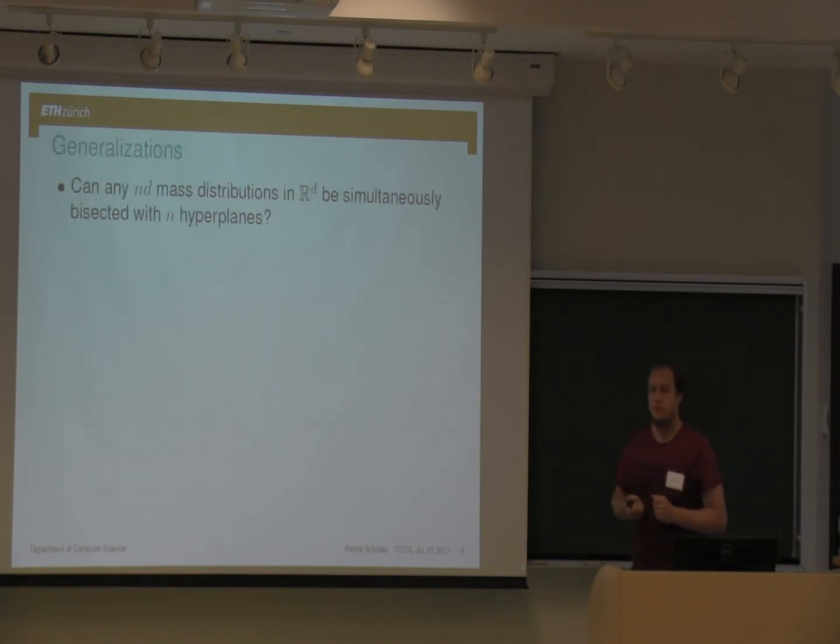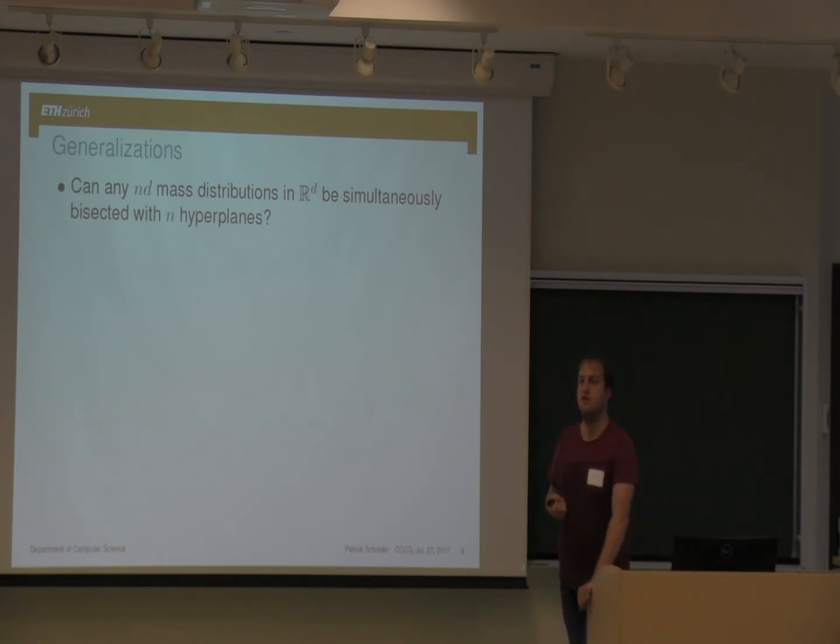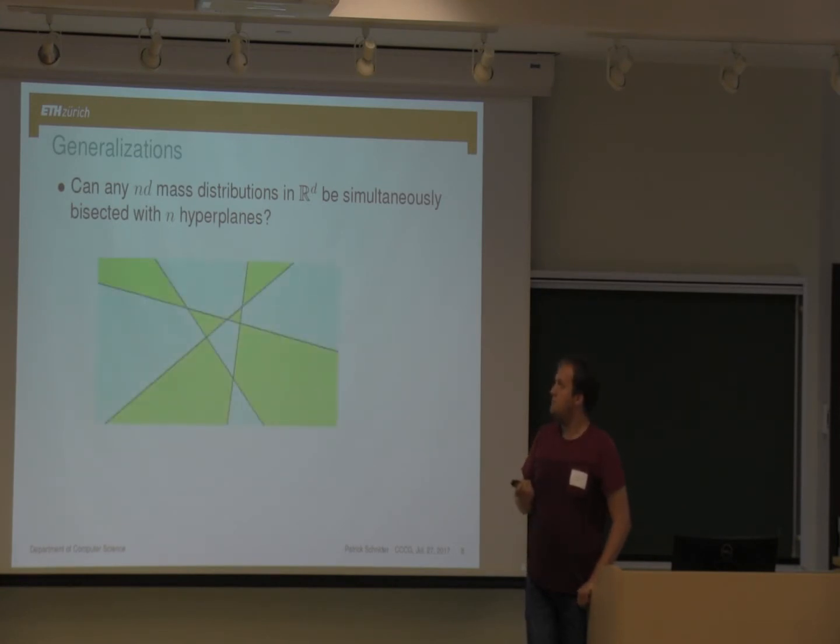Good. So what would be a generalization of that to higher dimensions? Now, if we consider n times d mass distributions in d dimensions, the question is, can we bisect them using n hyperplanes? If you think about this for one hyperplane, this would just mean that d mass distributions can be bisected by one hyperplane. This we know is true, because that's just the Ham-Sandwich theorem.